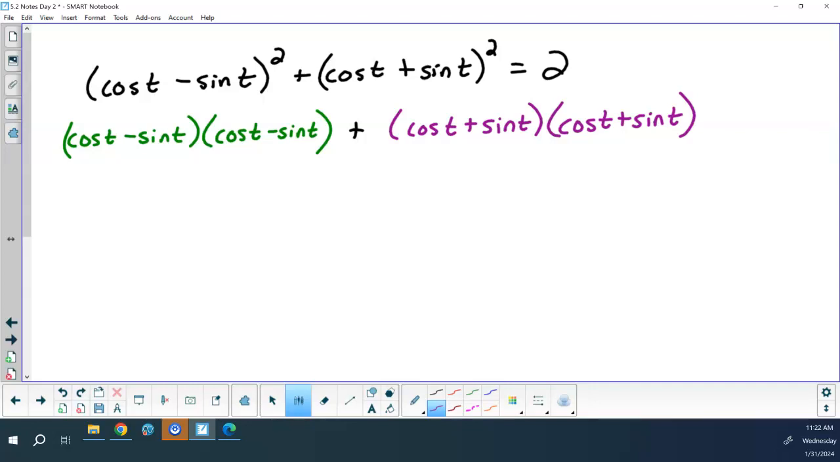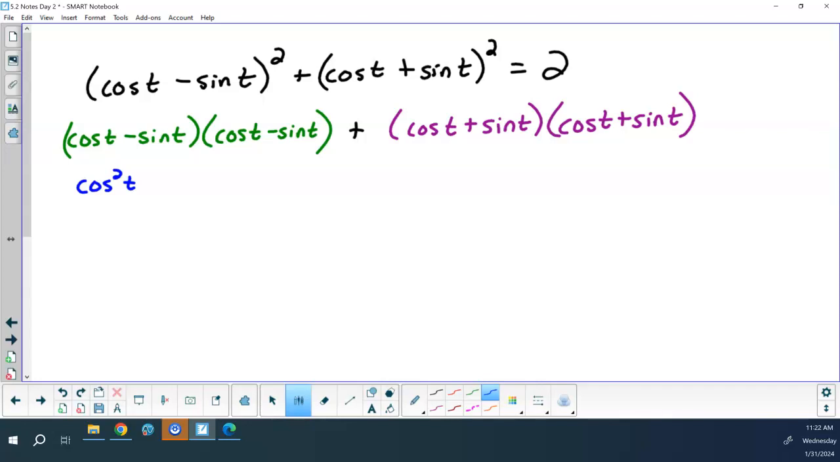Because it's squared, that's what the hint right above that one said. X minus 1 quantity squared is x minus 1 times x minus 1. Okay? All right? So then this would become cosine squared of t.